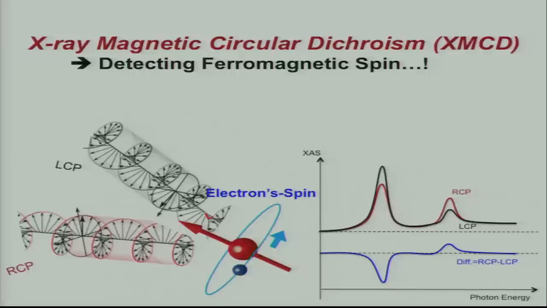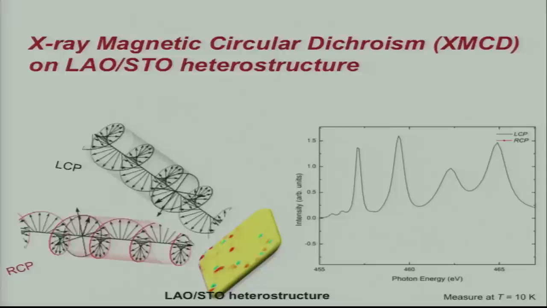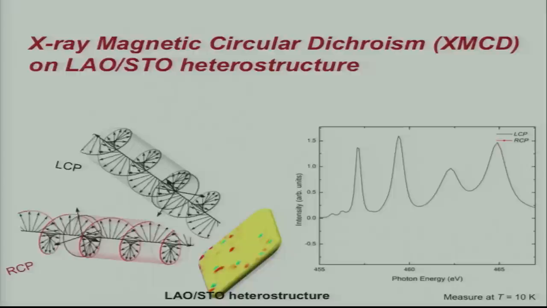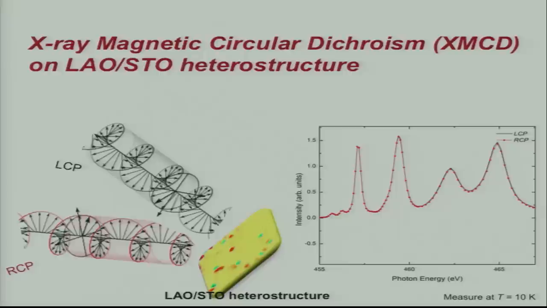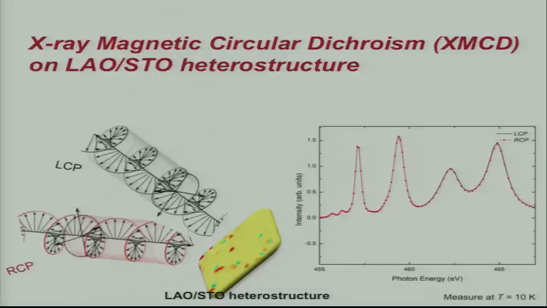So we wanted to test the same concept. We just changed our sample, and we cooled down to 10 Kelvin. Firstly, using left circular polarization light, we got the titanium spectrum. And then next, we used the different polarization. It showed the spectrum again. But can you see the difference? Probably just using the eye you cannot see that.